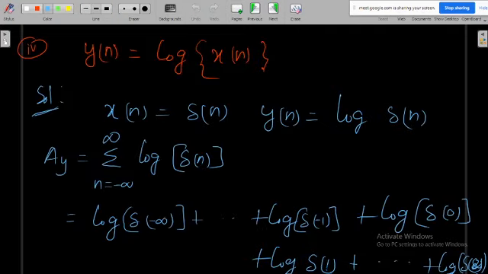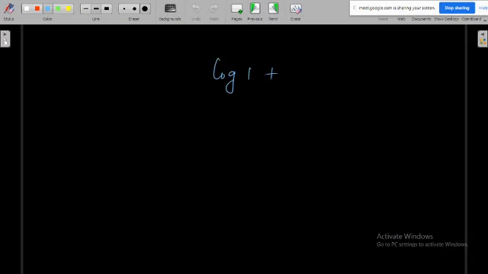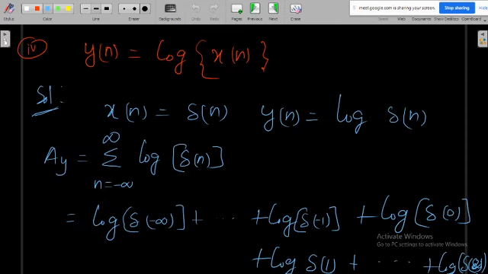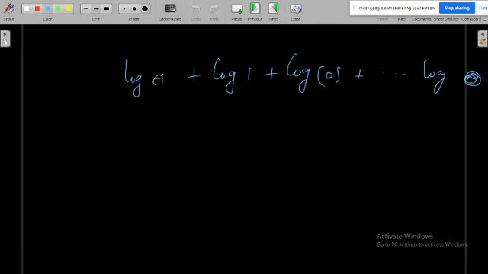Then del 1 means 0, so we'll get log 0, and finally del infinity, that is also 0, so log 0. All are log 0. On this side, what is del minus 1? Del minus 1 is also 0, so log 0. Now what is the problem here? Anybody? See, in the middle I am having log 1, but on the edges I am having log 0.